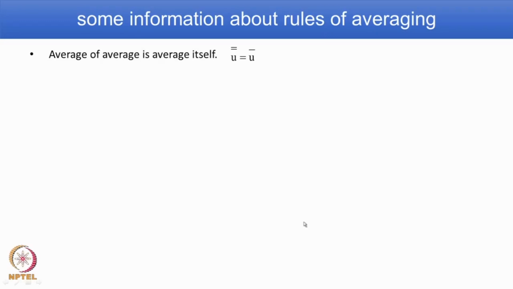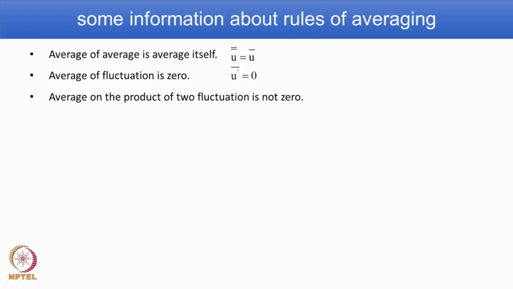We will now learn some more about the rules of averaging. Average of average is the average itself. In this case u bar is an average, and if you take the average of u bar, that will be u bar itself. Average of a fluctuation is 0. u prime is a fluctuation; it may be positive, it may be negative, and if you take the average, it will go to 0. Average of the product of two fluctuations, however, is not 0. If you take u prime, the fluctuation for u velocity, and v prime, the fluctuation for v velocity, and apply time averaging on their product, it need not be 0.